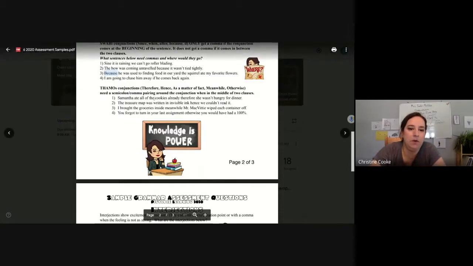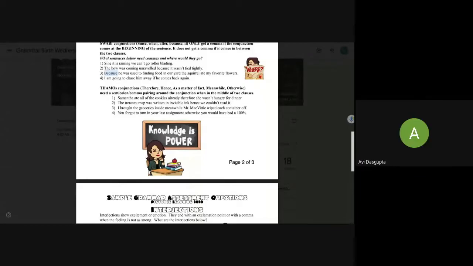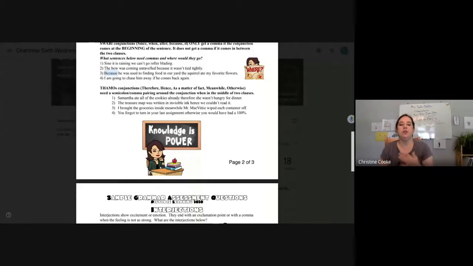And then the adverbial conjunctions, therefore, hence, as a matter of fact, meanwhile, otherwise, those are the ones that need a semicolon, comma pair around the conjunction. So I'm not going to give you the other tricky ones. I'm just going to stick with an adverbial conjunction in the middle of the two clauses. So it would be: Samantha ate all of the cookies already; therefore, she was not hungry for dinner. So you would have to do those.